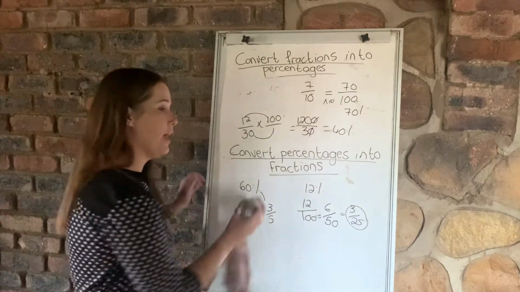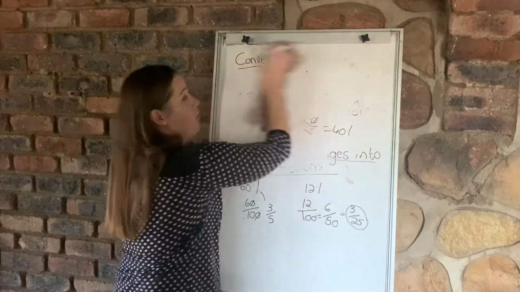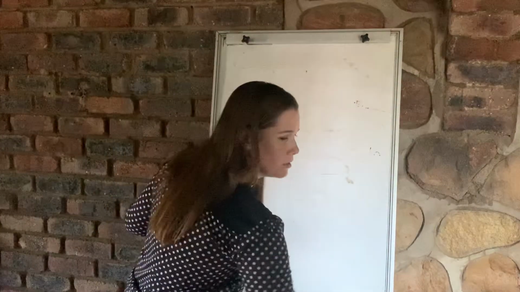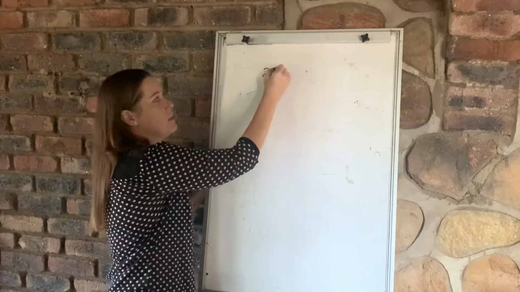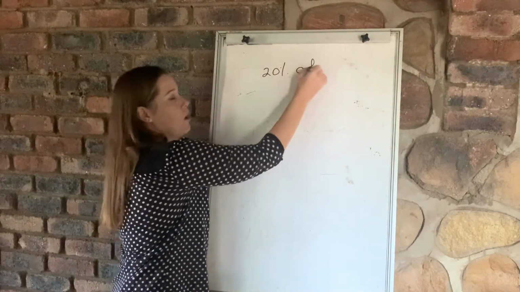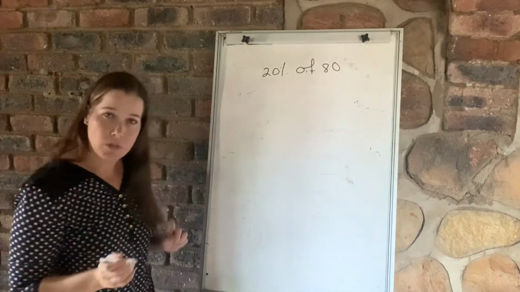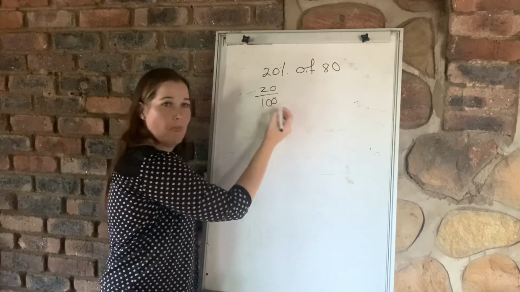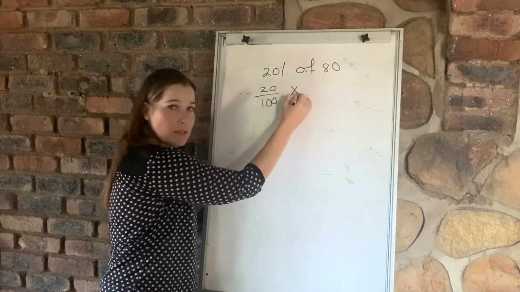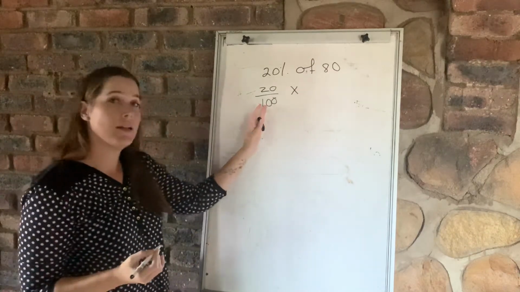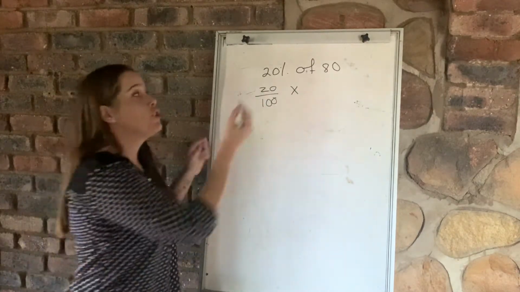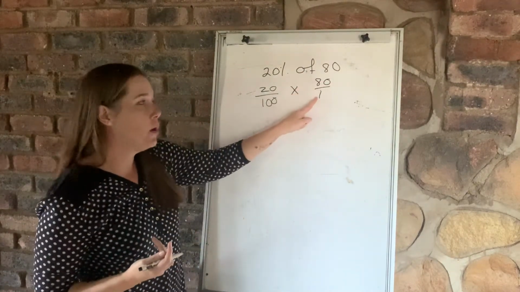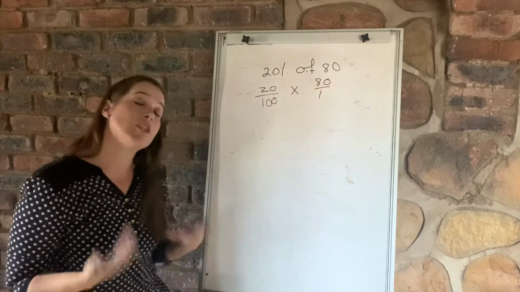Now we are going to look at calculating a percentage of a whole. So for example, I want to know what is 20% of 80. 20% of 80. This is very important. Remember, all percentages are out of 100. Of means times. And because I have a fraction on this side, I want a fraction on this side as well. So I put 80 over 1 because it's the same. 80 divided by 1 is still 80. So I haven't changed the numbers.